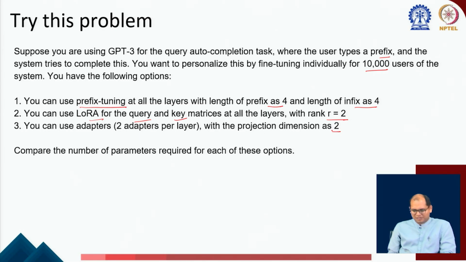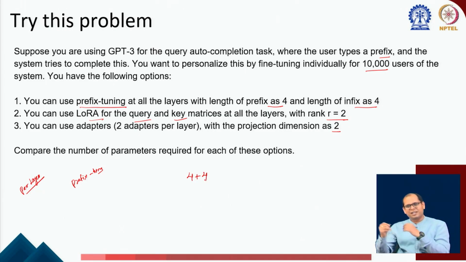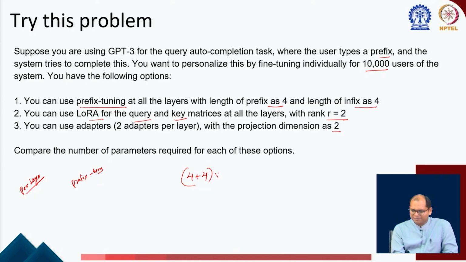So what will be the number of parameters? Let's find out per layer. For prefix tuning, what is the number of parameters? You have prefix 4, infix 4, so you need 8 extra trainable tokens times the model dimension. That's all per layer, times L, the number of layers. So this is for prefix tuning. What will happen for LoRA? With LoRA you are doing it for the query and key matrices. Now we just saw with an example how they come up to D model times D model matrices by putting all the attention heads together.